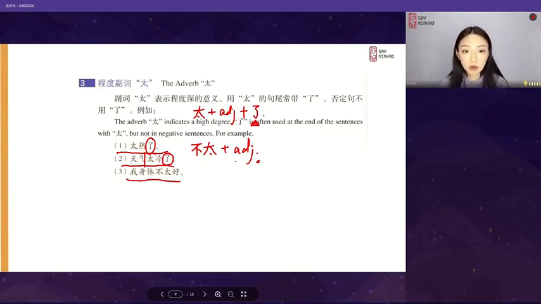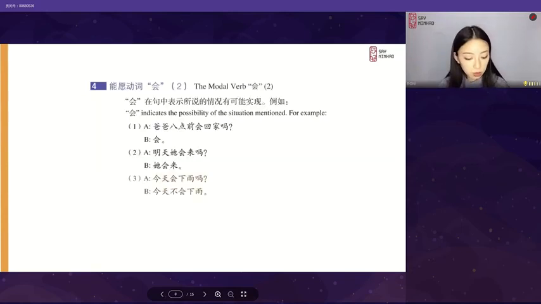我身体不太好. Negative form, right? 不太, not too good. So there is no 了 after this sentence. Okay, this is 太, the adverb 太. Now let's move on to the last language point, which is the modal verb 会.